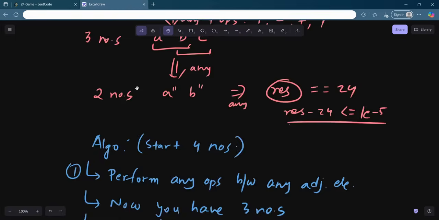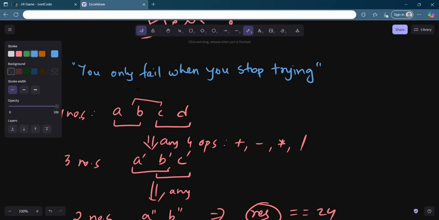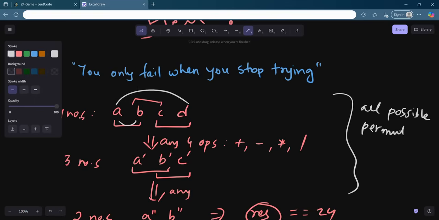Another thing to observe is that you are performing operations only between adjacent elements, because if you place elements side by side, there is no other choice. You can only perform operations within adjacent elements. So A, B, you are ignoring the cases where the first operation is between A and D. So you repeat all of this through all possible permutations. The first permutation may be A, B, C, D, the second may be A, C, D, B, anything.